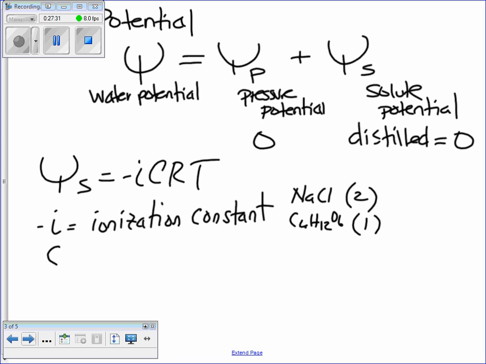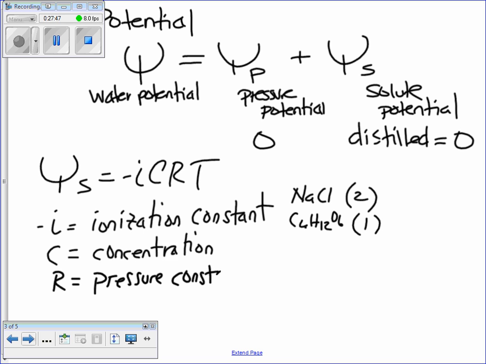C is the concentration, the molar concentration of the solution, which is what we were trying to figure out with the potato. We'll come back to that, probably not till Monday. R is what's called the pressure constant. There's nothing magic about it. It's a predetermined number, which happens to be 0.0831 bars if you want to know the units. That number is always the same.